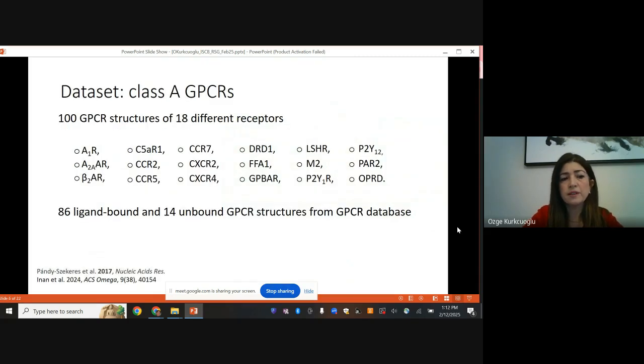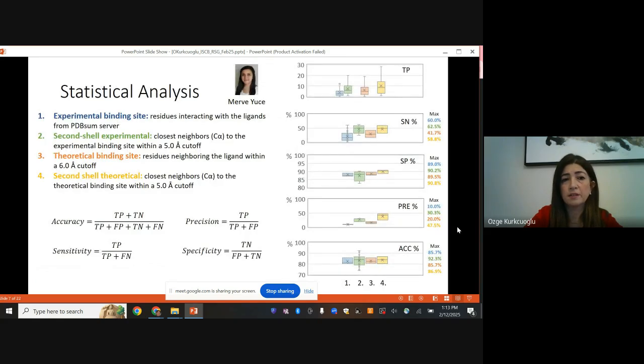Here, to assess the ability of the residue interaction network model to predict the known binding sites, we used 18 different receptors. And for these 18 different receptors, we used 100 different crystal structures. Among these, 86 of them are ligand bound, either to orthosteric or allosteric, or both ligands. And my PhD student, Merve, did the statistical analysis. For this purpose, she constructed 4 data sets: experimental binding sites, their second shells, the theoretical binding sites, and their second shells.